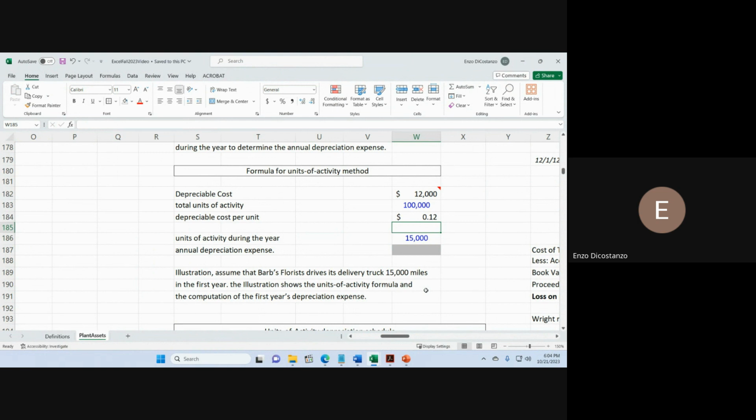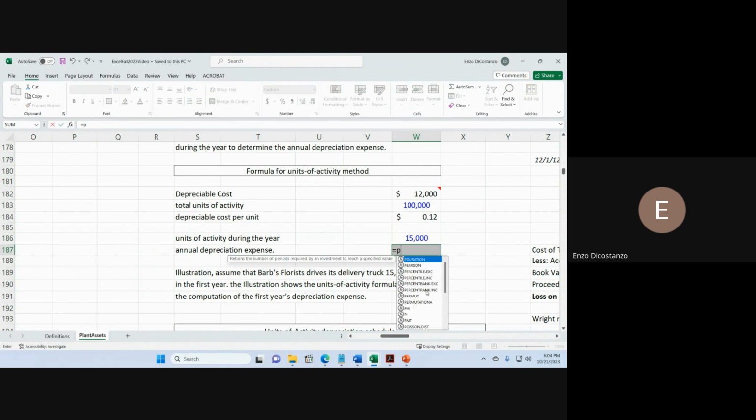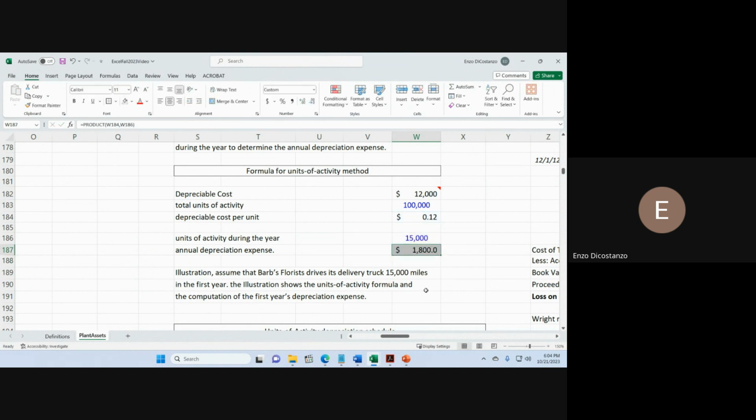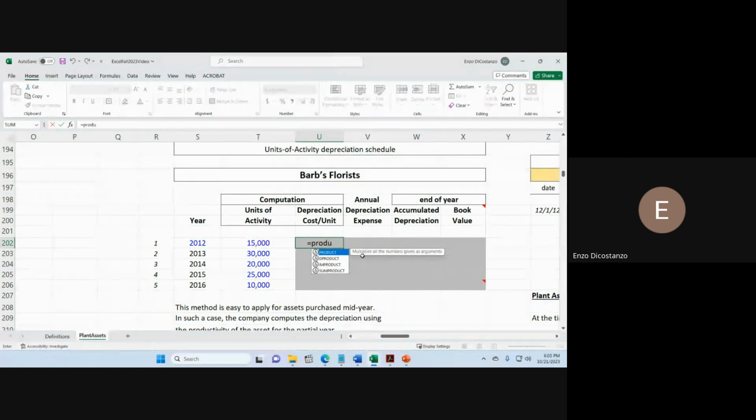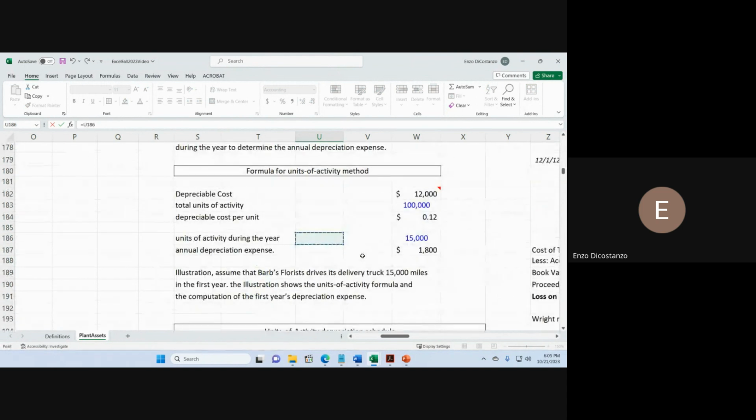So in other words, the depreciation expense here is the product of that 12 cents per mile, and the other part of the array is that 15,000. So for your first year, your expense is 1,800. That's the units of activity version of this. So what we'll do here, we're going to say equals product. Actually, this is the per unit number. We're just going to equate this to the 12 cents a mile.